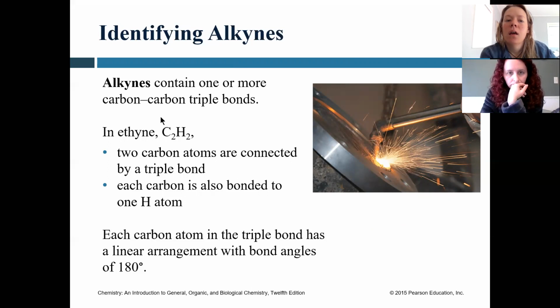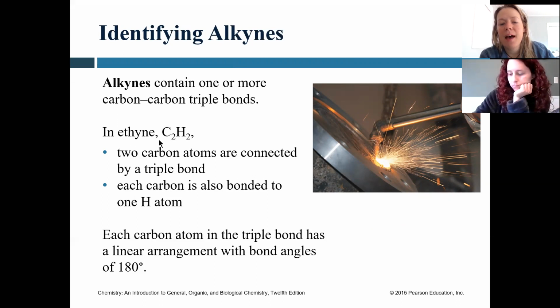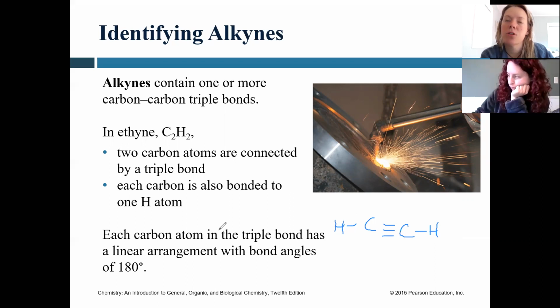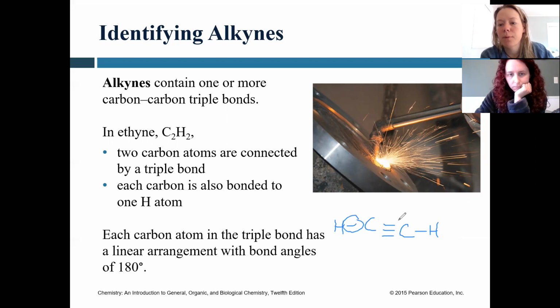Alkynes contain 1 or more carbon-carbon triple bonds. So in ethyne, C2H2, we have 2 carbons that are triple bonded to each other. So 1, 2, 3. And they each just have 1 hydrogen because they only have 1 open spot for a hydrogen. As far as the structure is concerned, the alkane made tetrahedrals, the alkene made little trigonal planars, and this makes a linear structure because I have 1 group here and 1 group here. These are going to be 180 degrees away from each other. The electron groups want to get as far away from each other as they can.